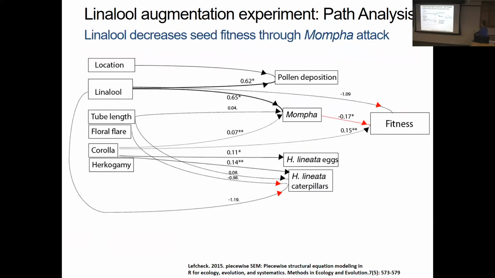So here's putting it all together: linalool has a positive effect on Manduca, which has a negative effect on seed fitness. So this is a classic path analysis result. The enemy of the friend of your enemy is your friend, et cetera. And it suggests that what we're seeing in the southeast part of the range where we did this experiment is that linalool is a liability, that if flowers were to make it there, they would incur fitness loss by more seed predation.